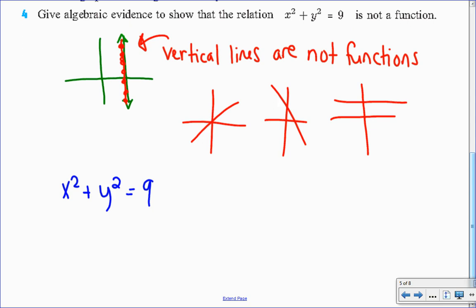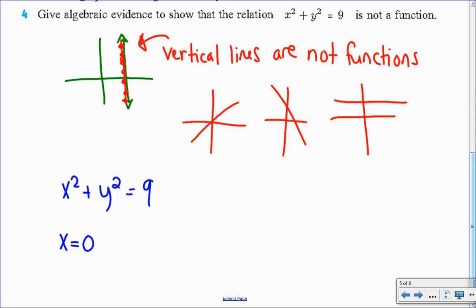Or no, actually, right, so we'll use the same x value to get two different values of y. That's it. So for example, let's see, x squared plus y squared equals 9. So we could use x equals 0, for example.